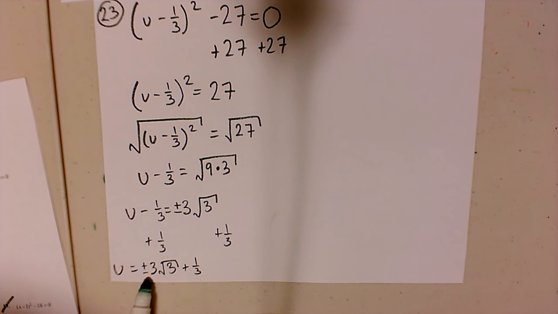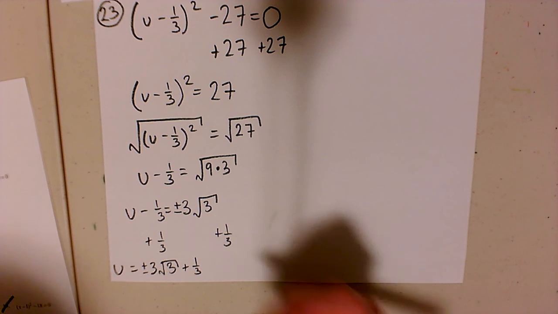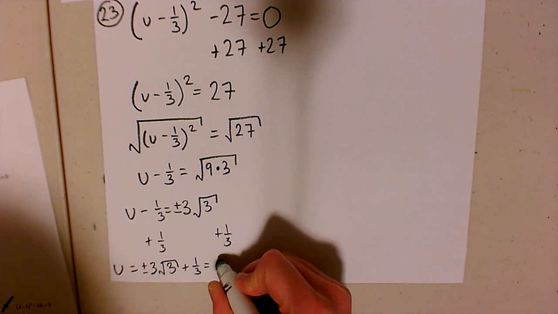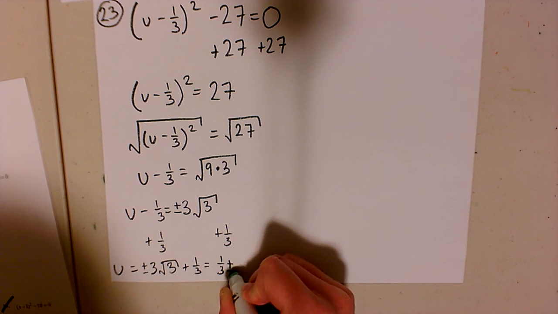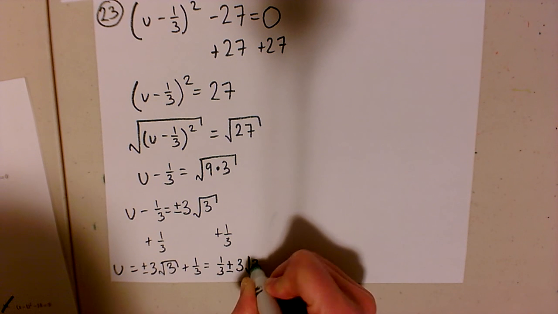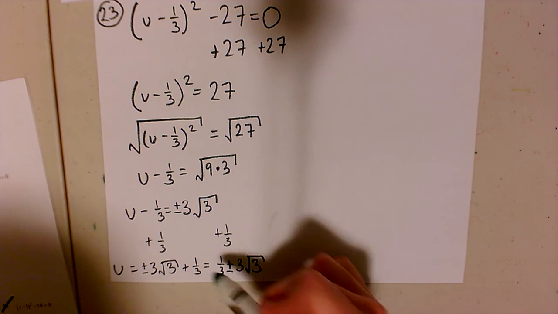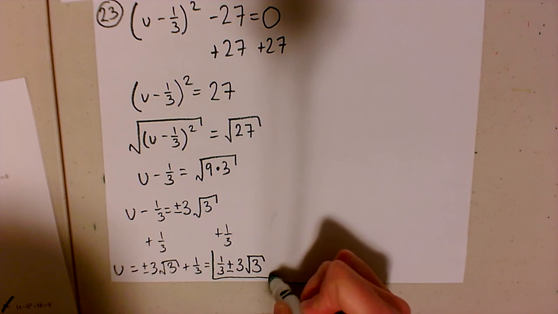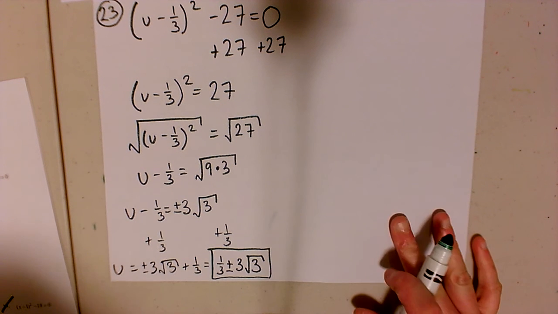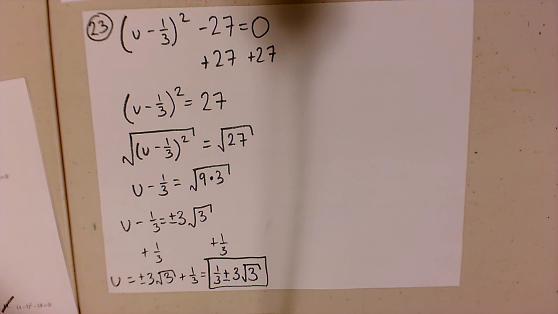Okay, so now I have u is plus or minus 3 root 3 plus 1/3. Well, we really like to write this with our radical at the end, so let's go ahead and call this 1/3 plus or minus 3 root 3. So I just switched the order on that. Okay, and that's the answer for 23.